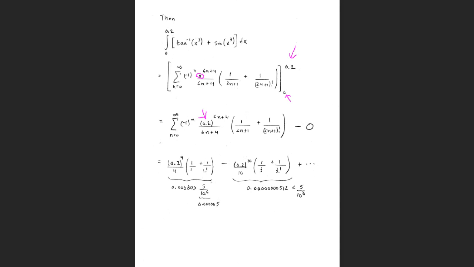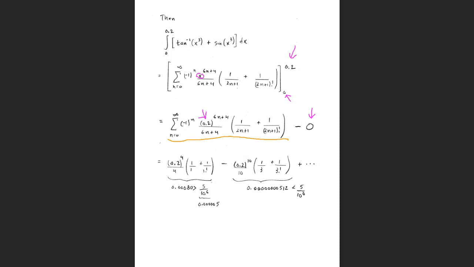Well, the bottom limit is 0. If we put 0 in for x, we're just going to get a big old 0. Every term of the series would equal 0. And so that leaves us with this as our series. So we're going to add up terms of a series to estimate the definite integral. Add up the terms of that series.